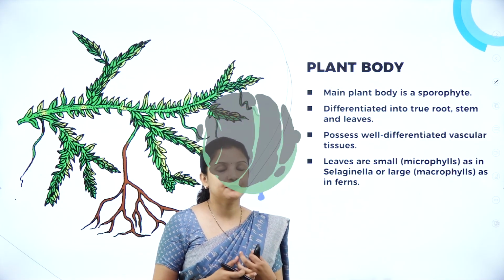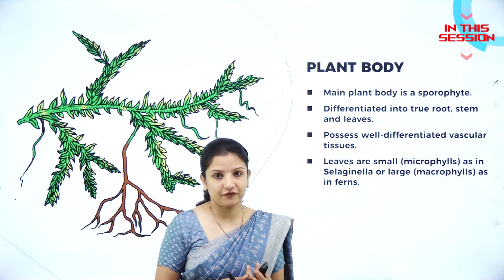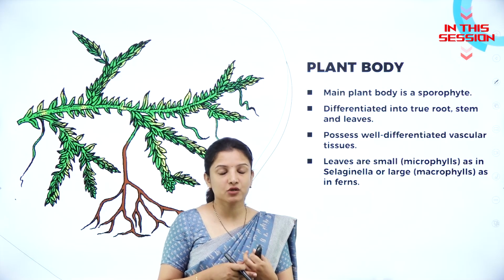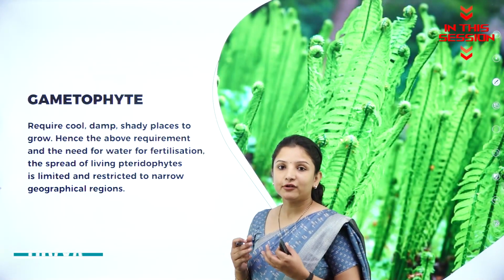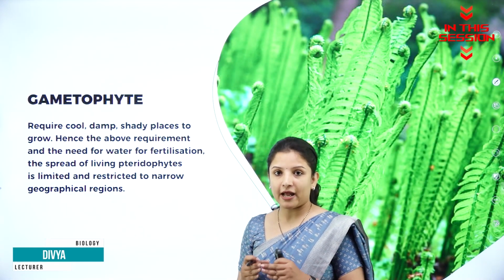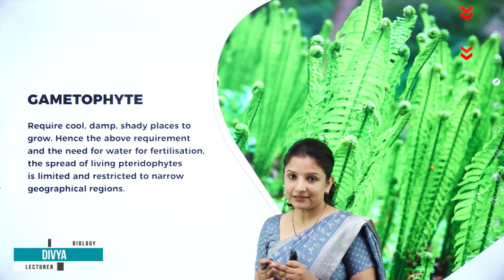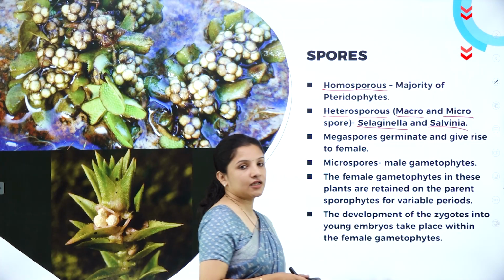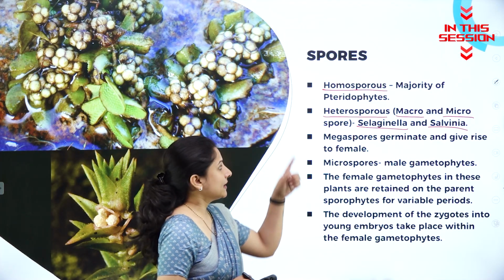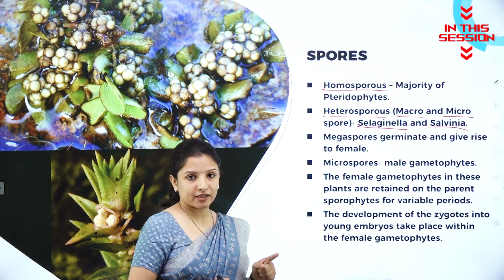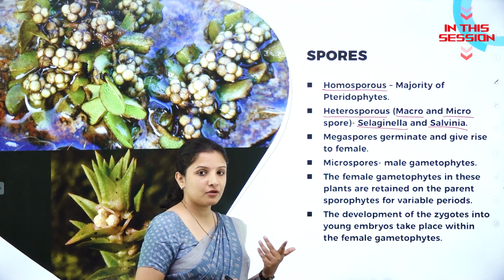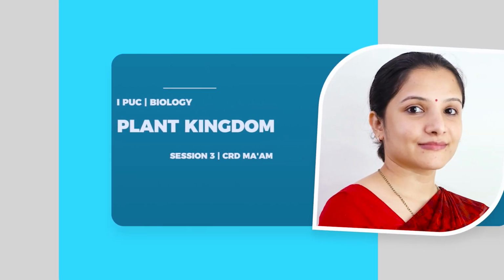In bryophytes, the plant body was mainly gametophytic, wherein the gametophytic generation was the predominant one. Gametophyte means that part of the plant body that produces the gametes, that is, the male and the female sex organs. Selaginella and Salvinia are two forms of pteridophytes that are capable of producing heterospores, that is, either macrospores or microspores.